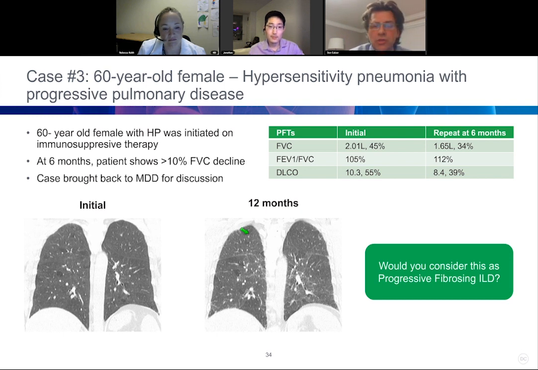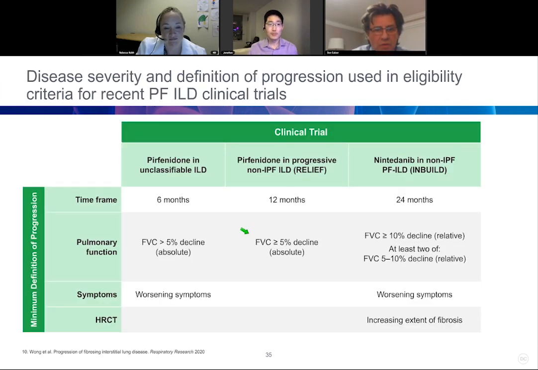Thank you. So this brings up the question of, would you say that this patient now has progressive lung disease? This is a hot topic, of course. You can see here listed in the table 3 clinical trials: pirfenidone for unclassifiable disease, the RELIEF trial, which is again pirfenidone, and then the INBUILD trial, which was nintedanib for non-IPF progressive fibrosing disease. Each of these categorizes patients a bit differently, both in terms of the time frame for progression, but also in the necessary metrics that need to be met to define progression.